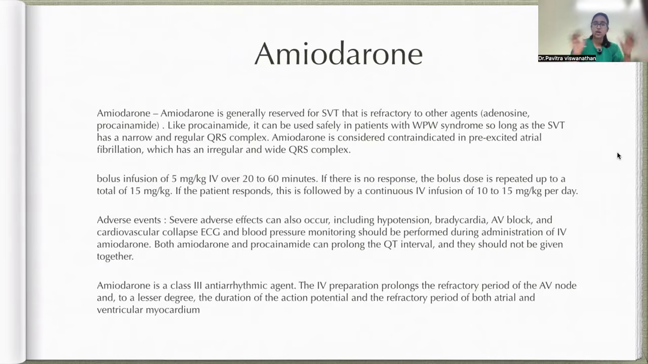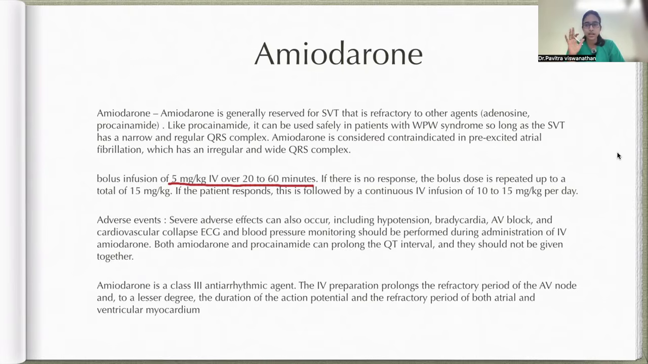Amiodarone is a very broad acting class 3 antiarrhythmic drug. When you are giving amiodarone, it's generally reserved for SVT which is refractory to your adenosine, procainamide, and all that. It can still be used in patients with WPW syndrome. How do you give amiodarone? You give it as 5 mg per kg over 30 to 60 minutes. Note that when you're giving amiodarone, there can be significant, very resistant hypotension. There can be bradycardia, there can be AV block, and there can be significant hemodynamic collapse also.